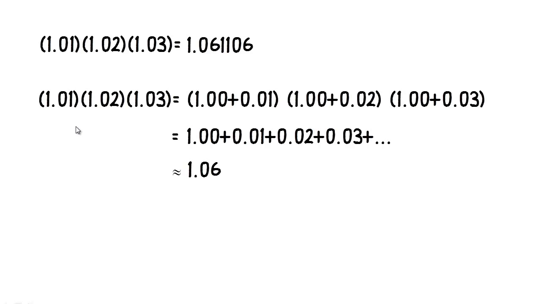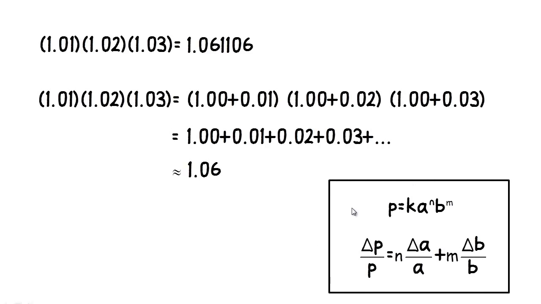Basically, if you have three numbers and they increase by 1%, 2%, and 3%, then the product is going to increase by about 6%. The 6 coming from 1 plus 2 plus 3%. And this is what this rule is all about, isn't it?